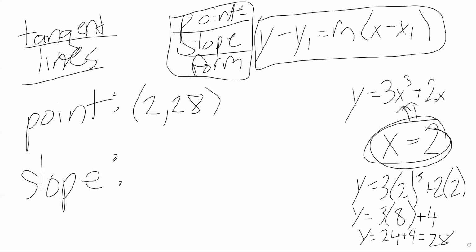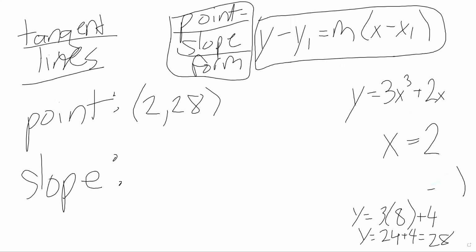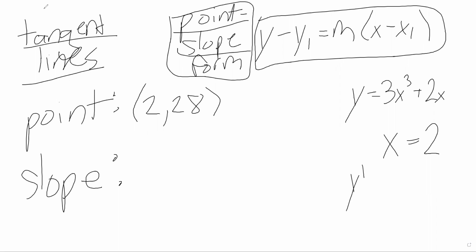Step 2, we've got to find the slope. The slope's a little bit more difficult, but if you remember, what is the slope? The slope is the derivative. The derivative is the general equation for the slope of the tangent line anywhere along the curve. But now that we have a point, it's no longer the general equation, it's the slope of the tangent line at x equals 2. So we're going to find the derivative for this. The derivative equals, let's see, 9x squared plus 2.